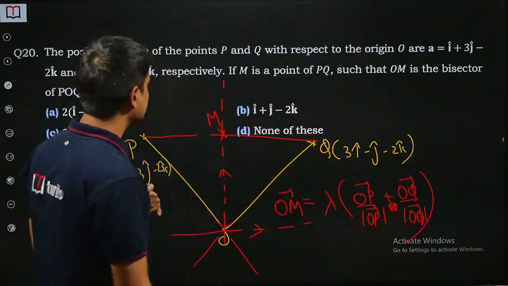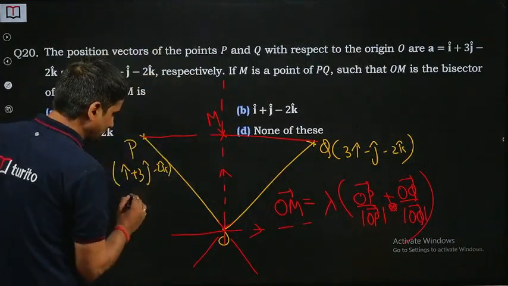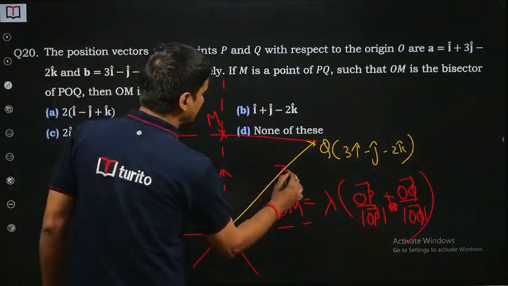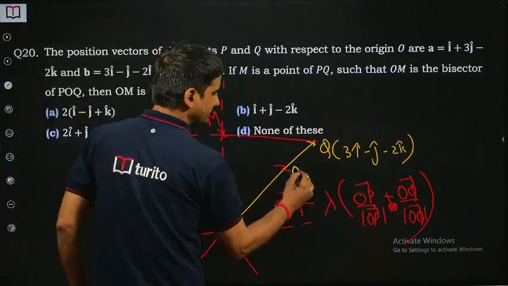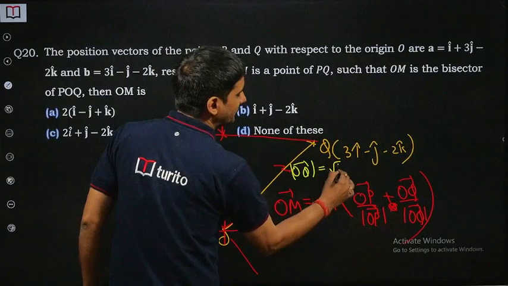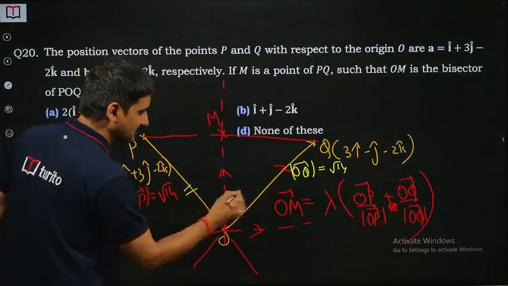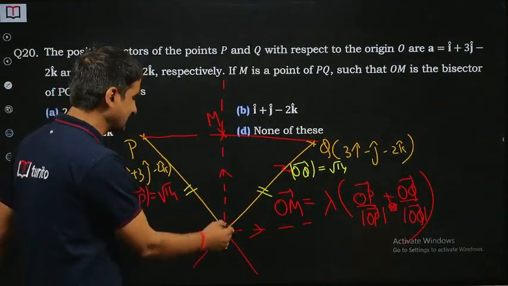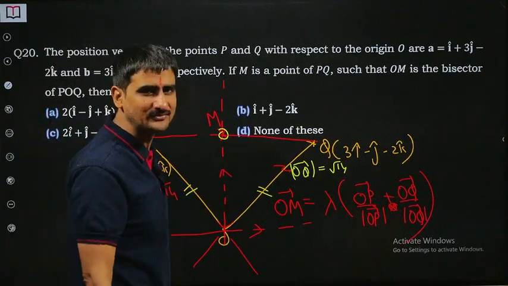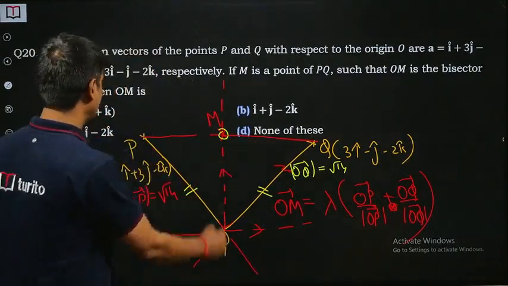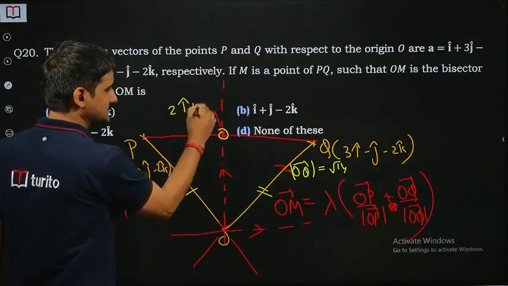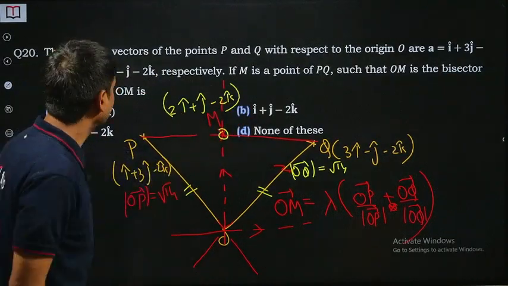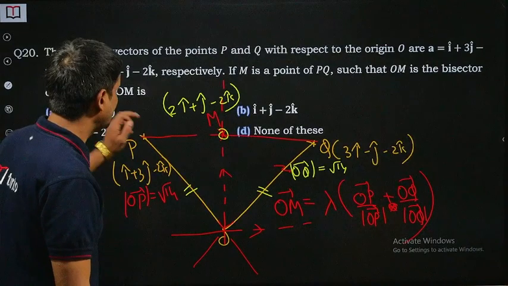And one more thing, are they of equal length? Let's check it out. If these are of equal length, OP magnitude, how much is it? It's root 14, and magnitude of OQ is also root 14. Then that's an isosceles triangle. So the angle bisector has to be the median of the opposite side, so it's just the midpoint of it. So it's 2i cap plus j cap minus 2k cap. So that should be the answer.